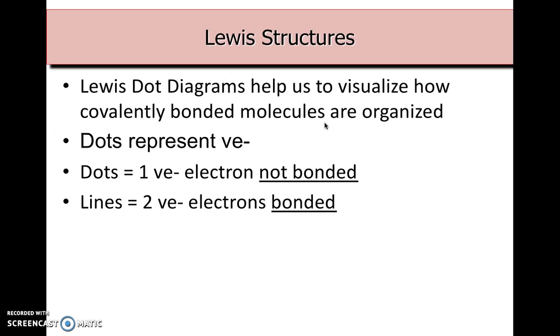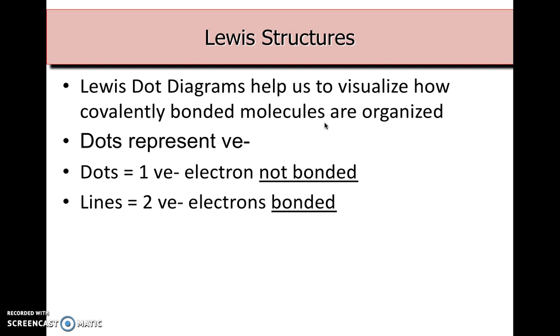Okay, Lewis structures or Lewis dot diagrams. We'll use those two words interchangeably. Lewis dot diagrams help us to visualize how covalently bonded molecules are organized. The dots represent valence electrons. Now that word valence, it's a fancy word meaning outer electrons. So if you think back to when we were learning about the structure of an atom, the electrons in the outermost energy level are the ones we're talking about here.